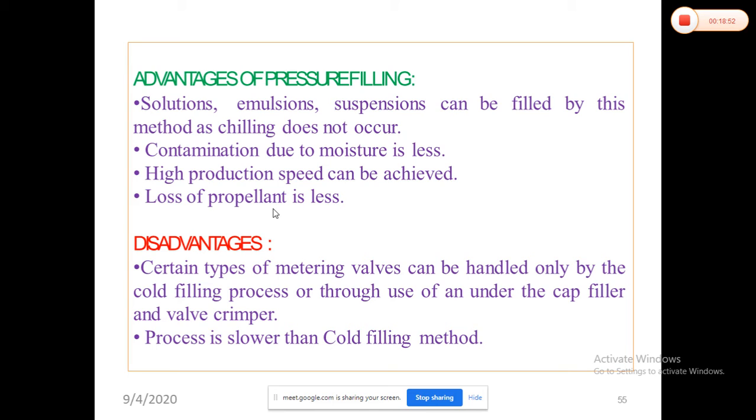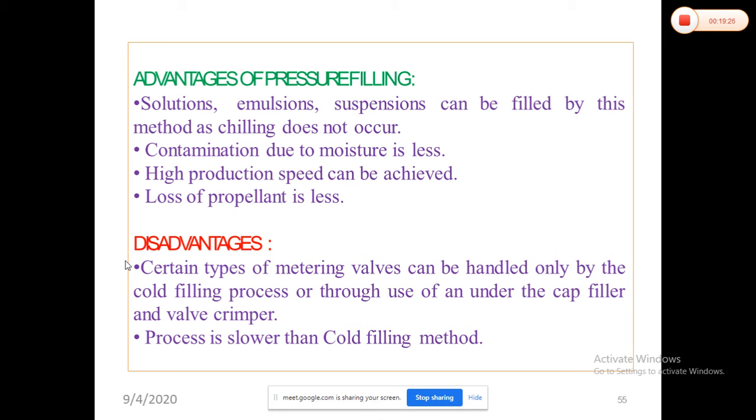High production speed can be achieved through the rotary machines. Loss of propellant is very low because we have added the propellant directly into the container. But there are some disadvantages also. There are certain types of metering valves that can be handled only by the cold filling process, so for these particular types of aerosol systems, we cannot use this pressure filling apparatus. Also, the process is slower than the cold filling method.